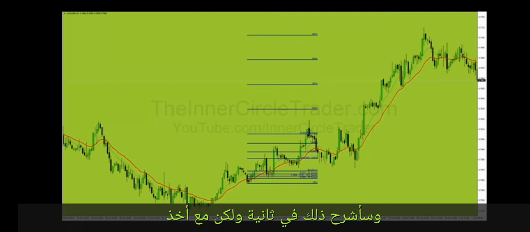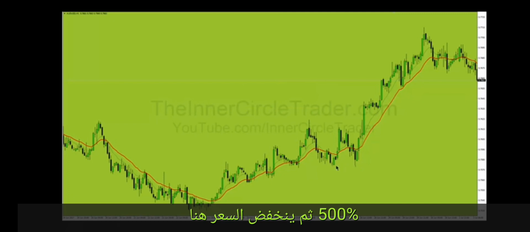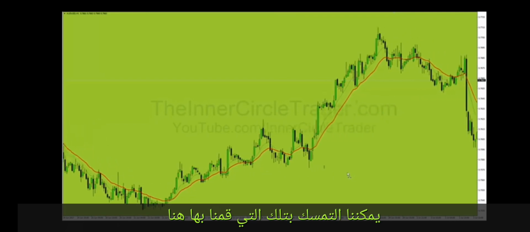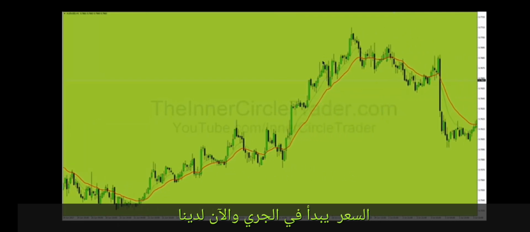But taking a portion off here and then letting the remainder go, you can see how we have really nice extensions up here at the 500%, and then price drops down in here. So we can't take a new setup here, but we can hold on to the one we did down here. Price starts to run, and now we have another one right in here.